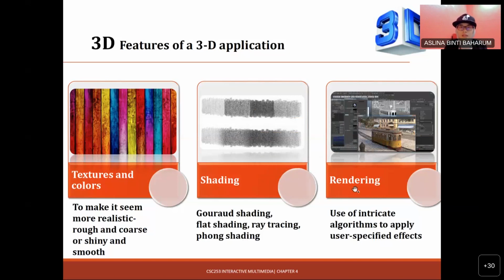And for rendering, okay, use of intricate algorithms to apply user-specific effects. This one is after you are done with your 3D features, you want to save it. So rendering is using the tools. Okay, you render it to save it. Okay, to combine all the elements, especially the 3D, okay, to make your photo more real.